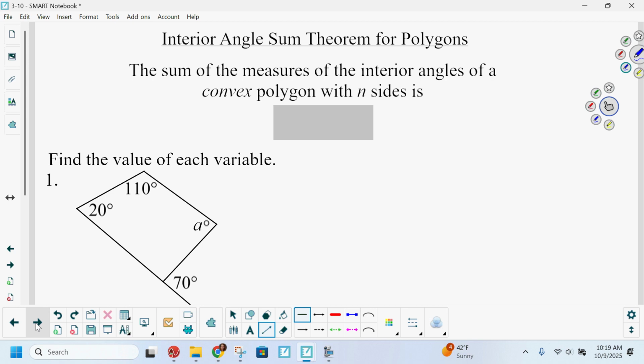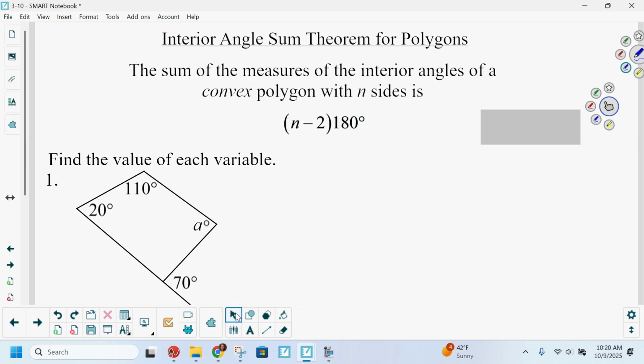Okay, so look back, and do you see a relationship between the number of triangles and the number of sides? You should have noticed that the number of triangles is always 2 less than the number of sides. So to figure out the sum of the interior angles, all we have to do is multiply the number of sides, which is n, minus 2 times 180 degrees. And that will always give me the number of degrees of the polygon.